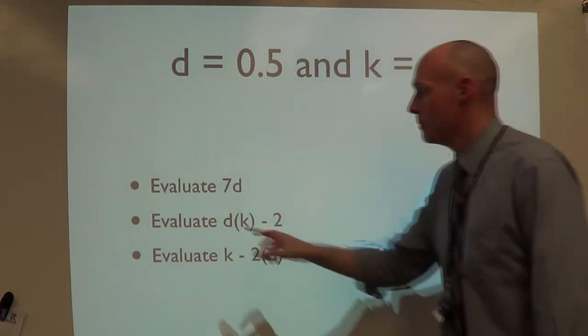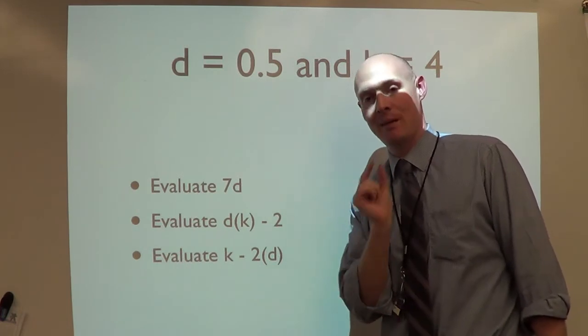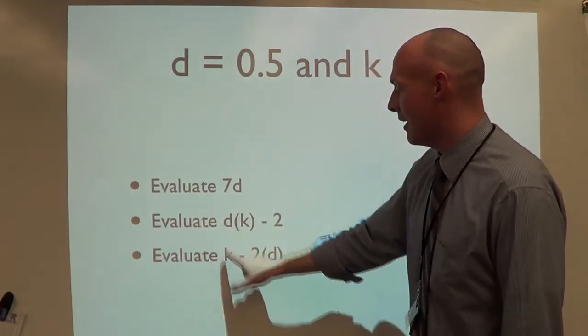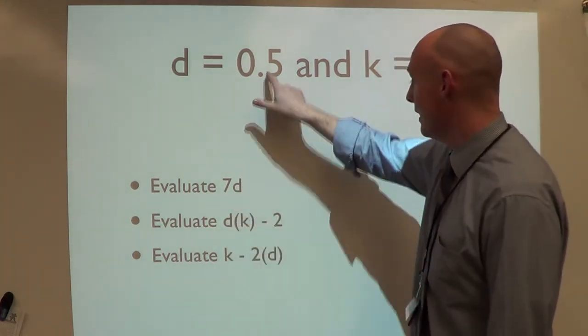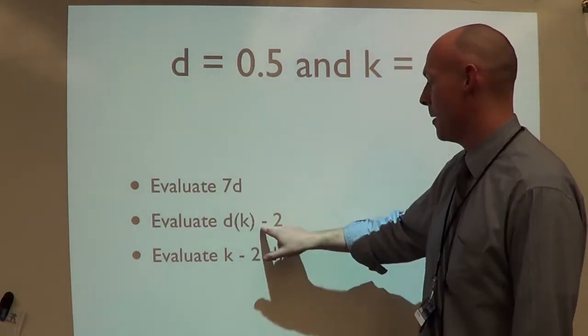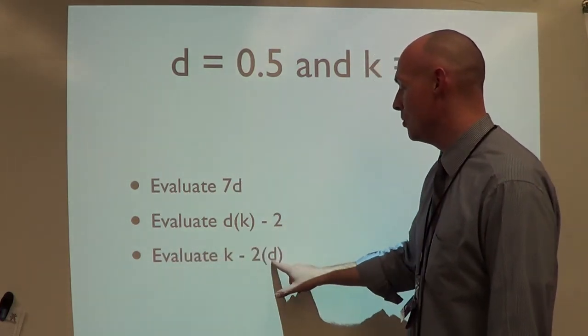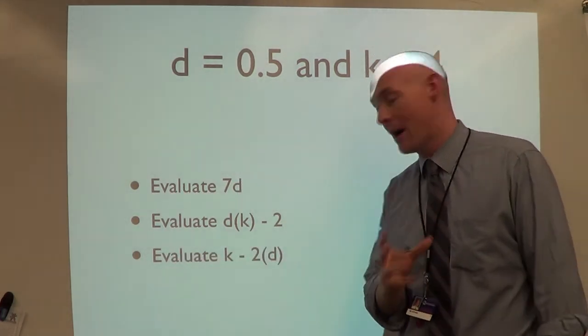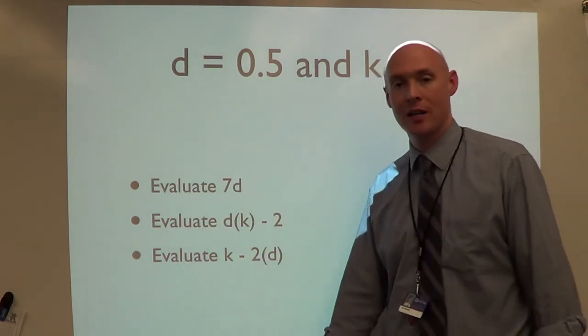Now, I want to caution you. Here, evaluate 7D. Remember, that's 7 times D. Same thing with here. D in parentheses K, that is just D times K minus 2. And here, K minus 2D, remember our order of operations. Please do the multiplication first before the subtraction.